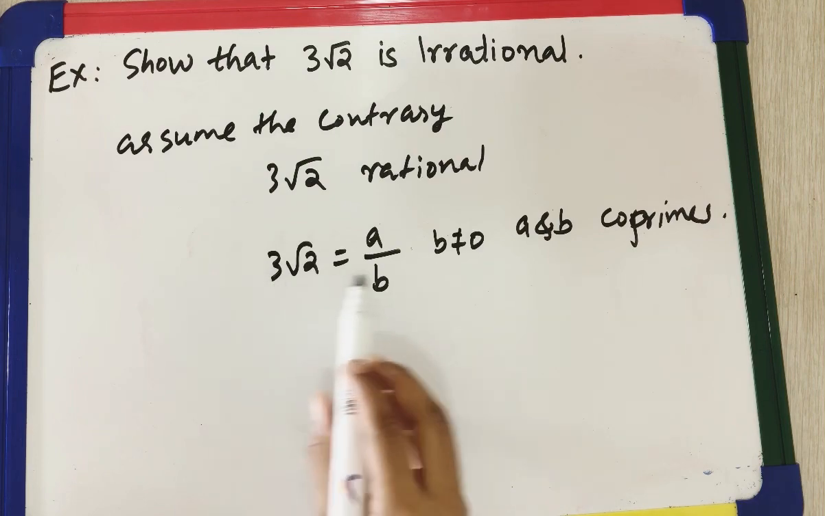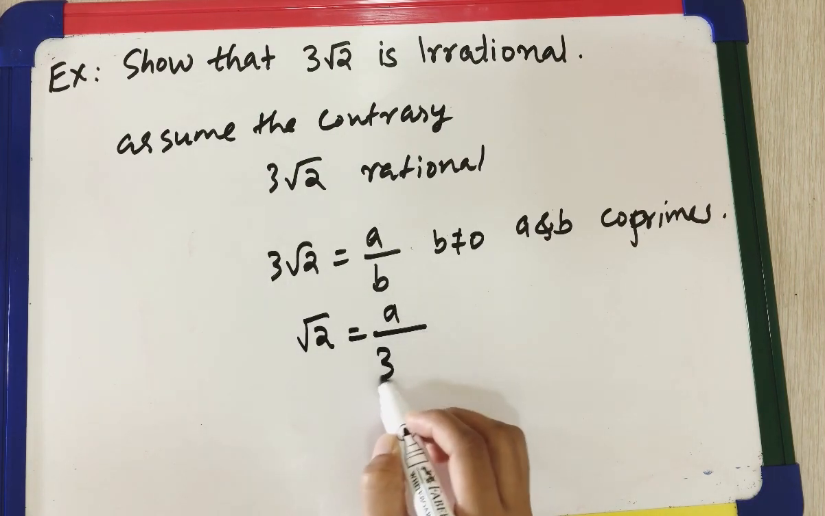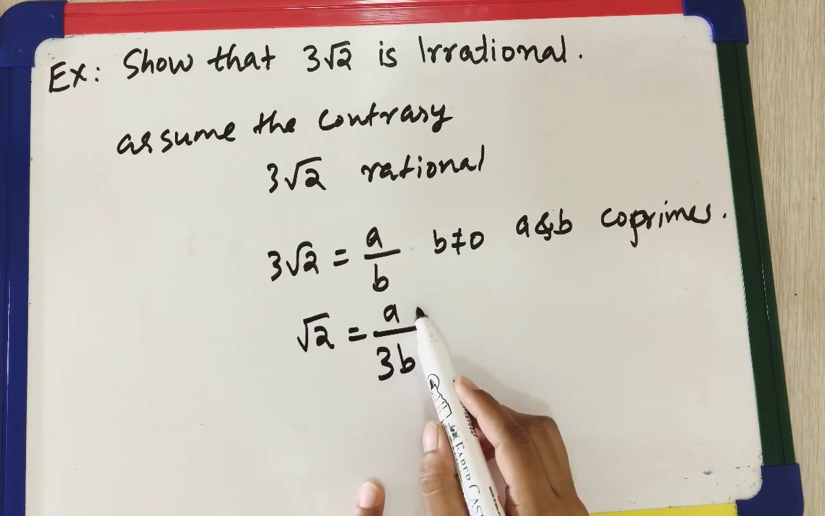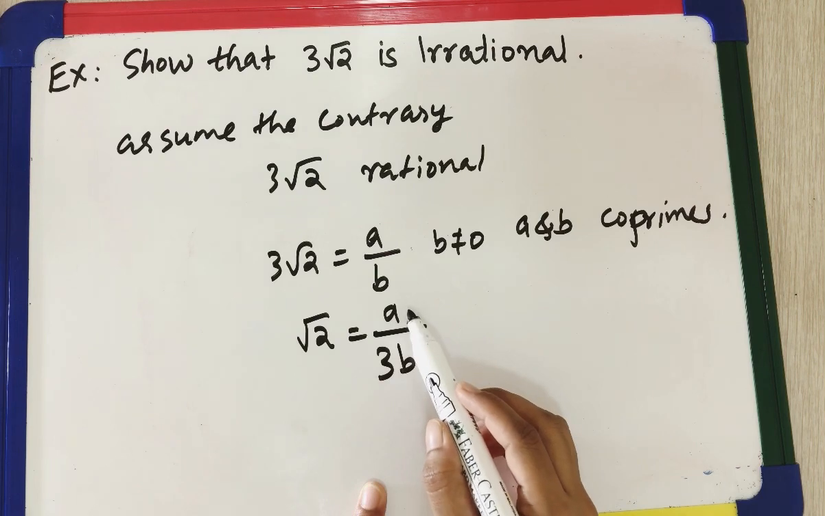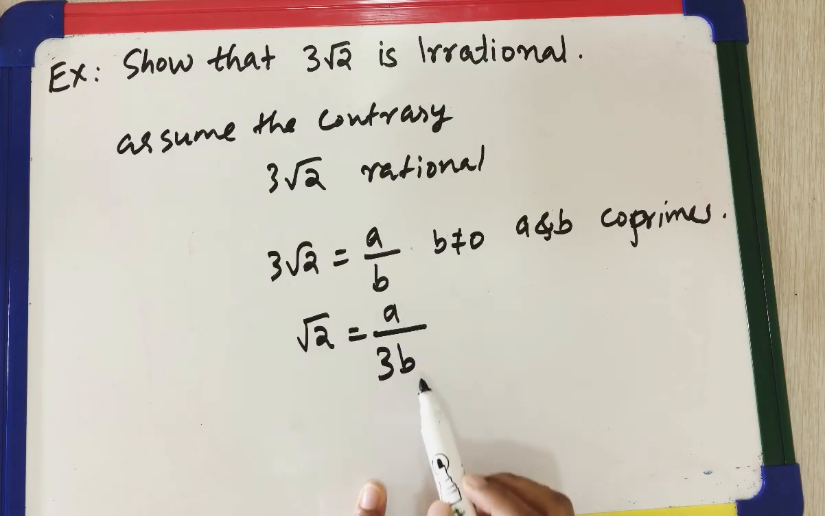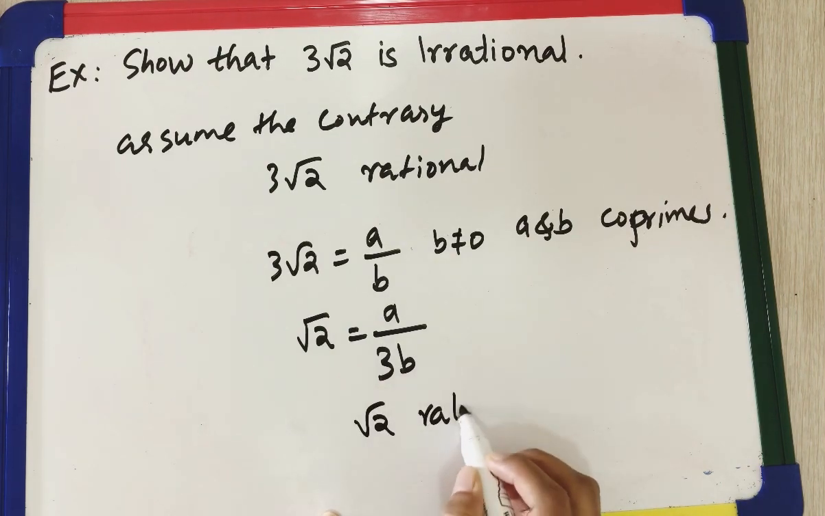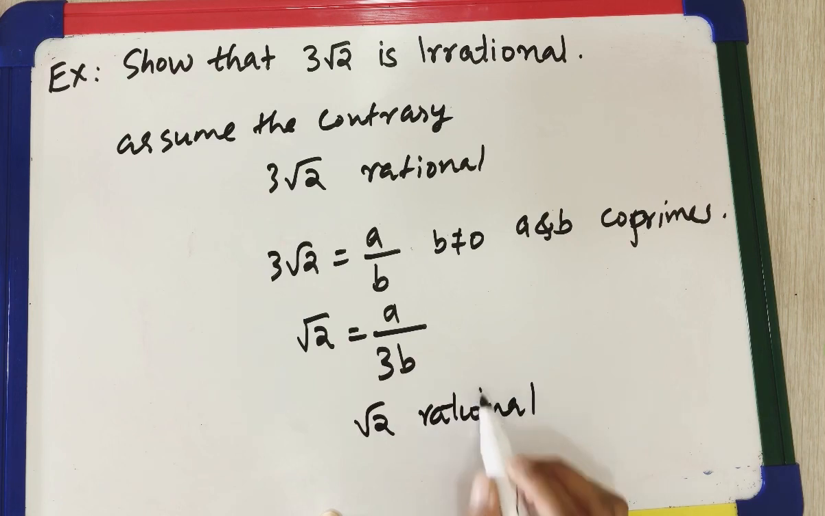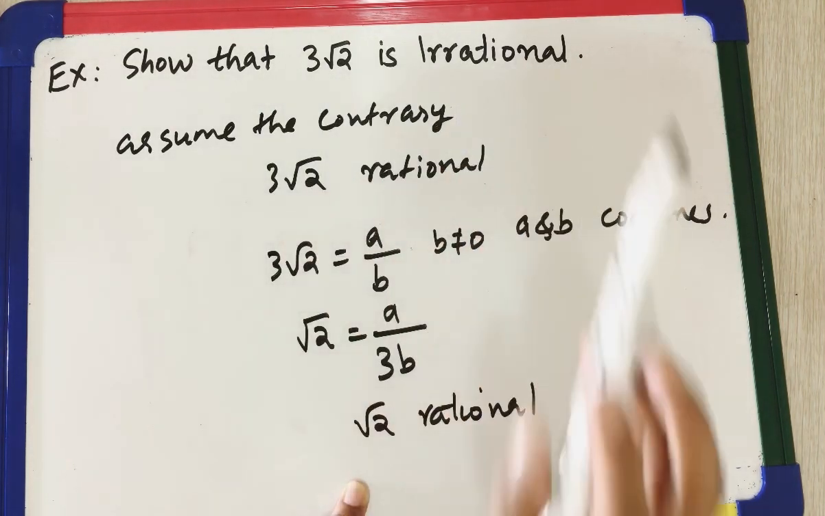Now taking 3 to the other side, we get root 2 is equal to A by 3B. Clearly, A is an integer, B is an integer and B not equal to 0. Therefore, 3B is also an integer. Therefore, A by 3B is a rational. This implies root 2 is rational, which is a contradiction to the fact that root 2 is irrational. This contradiction is due to our false assumption that 3 root 2 is rational. Therefore, 3 root 2 is irrational.